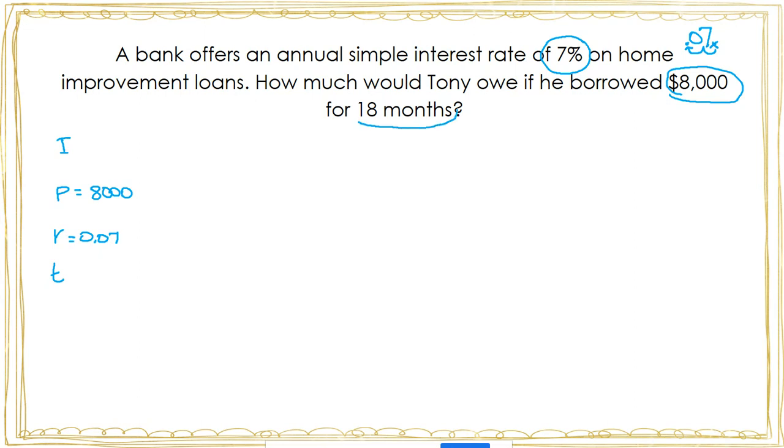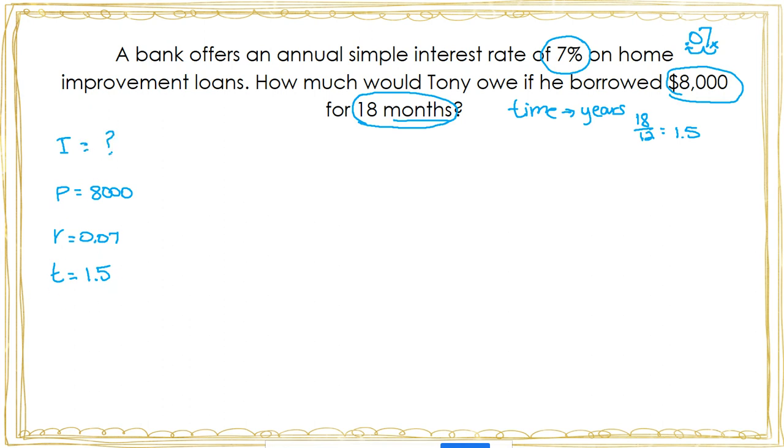And I know that he borrowed this for 18 months. Now I have to be careful here because the time is not 18 months. Remember that in this formula, time is always in years, and this is given to me in months. So I need to figure out how many years make up 18 months. Well, I know that there are 12 months in a year, so to figure out how many years are in 18 months, I'm just going to do 18 divided by 12. Well, when I divide 18 by 12, I get 1.5. That means that 18 months is the same as 1.5 years. That's what I need to use for my time.